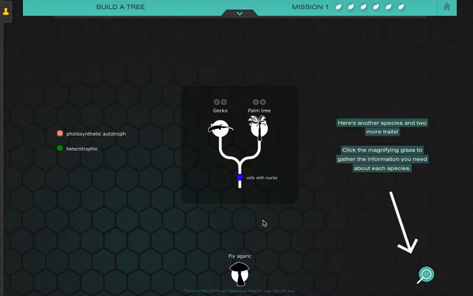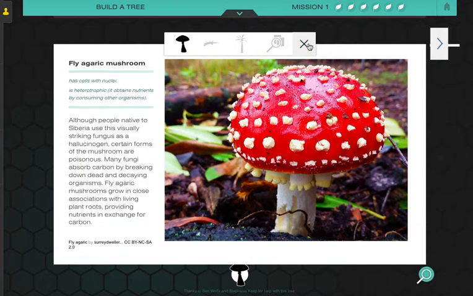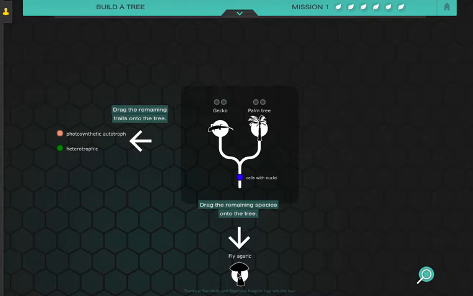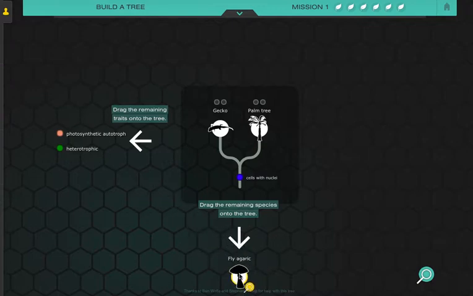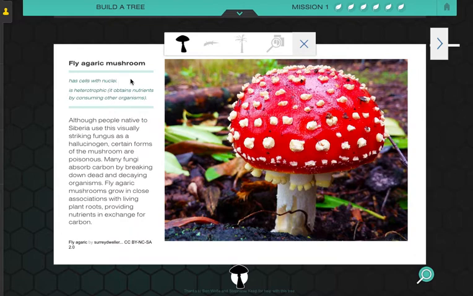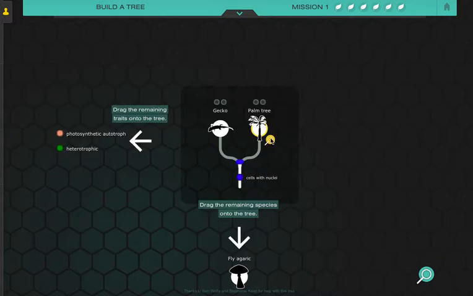Let's start with a little bit more complex one. Here's our fly agaric. Oh, I have to click on it first. Yay. Okay, so we can read about it here, and that's going to give us information about this particular organism. I can do one of two things: I can just assume that it's going to be on one side and use the traits to test it out, or I can read about it. So let's read about it. It has cells with nuclei and is heterotrophic, which means it obtains nutrients by consuming other organisms. Now let's explore some of these other ones.